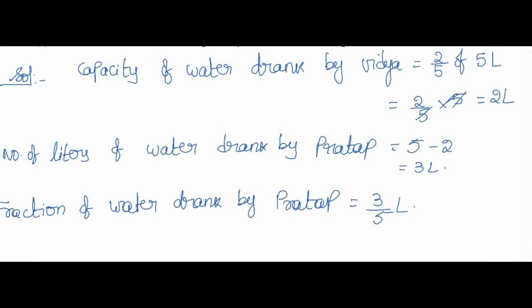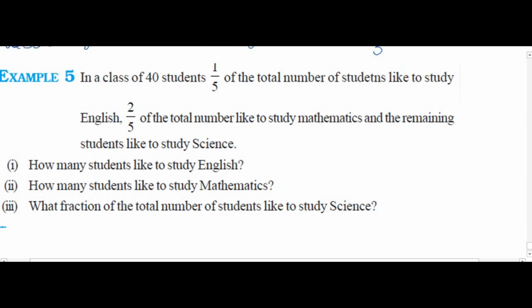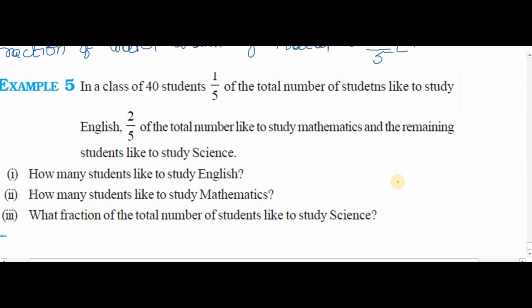Okay, students? So students, we are going to solve one more question. What is the question? In a class of 40 students, 1/5 of the total students like to study English, 2/5 of the total number of students like to study Maths, and the remaining students like to study Science. Now he is asking how many students like to study English, how many students like Maths, and what fraction of the total students like to study Science. So first we will find the number of students who like to study English.